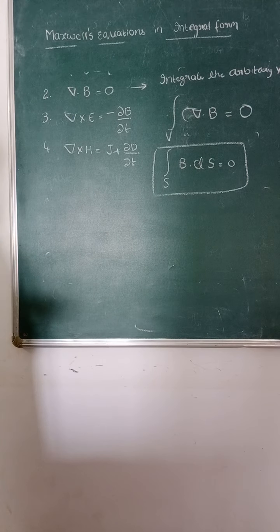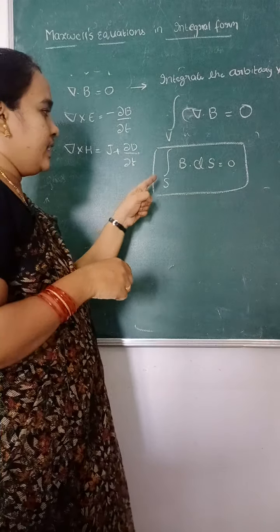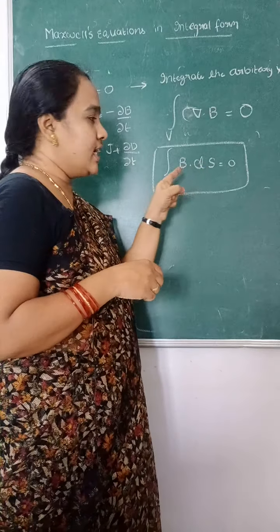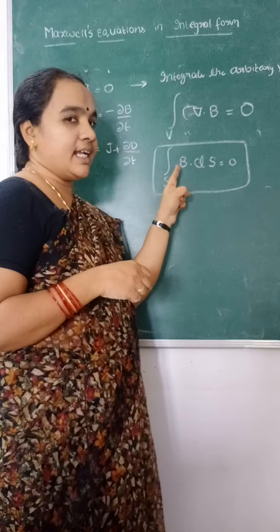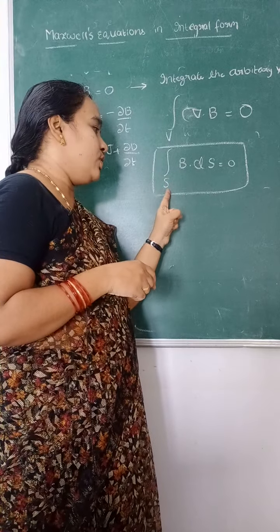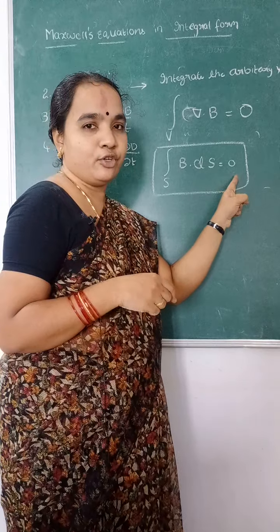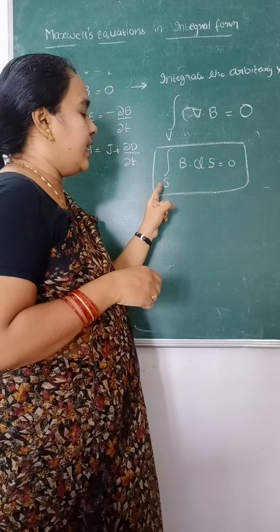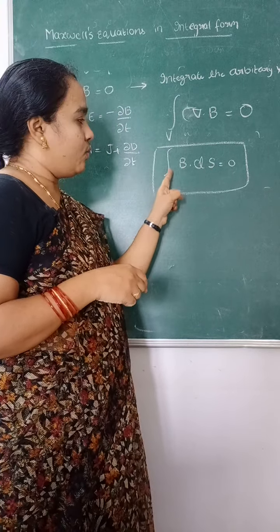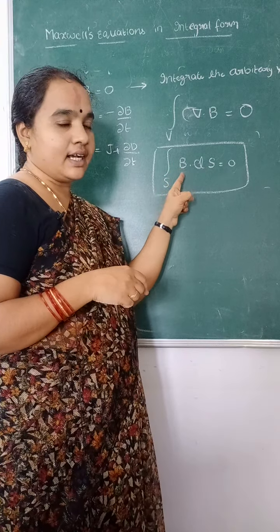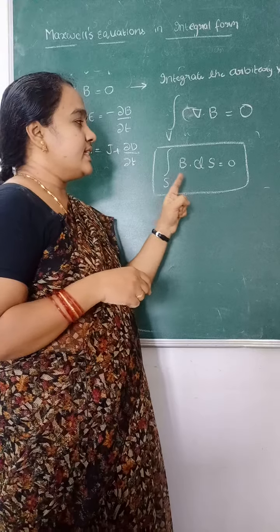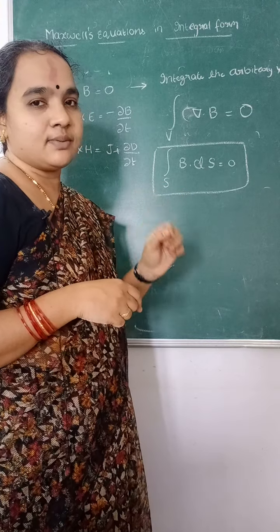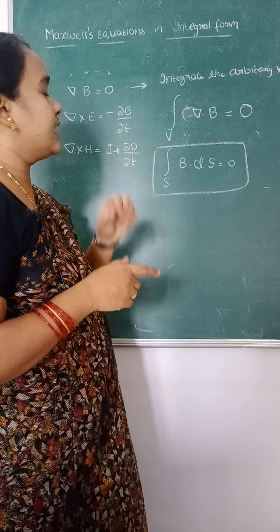Then what is the physical significance? The same thing. This is B dot ds, that is the net outward flux of the magnetic induction over any closed surface is equivalent to 0. The net outward flux of the magnetic induction over a closed surface S is equal to 0. This is the second Maxwell's equation in integral form.